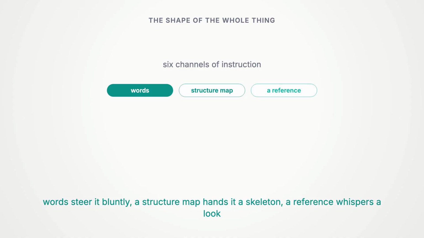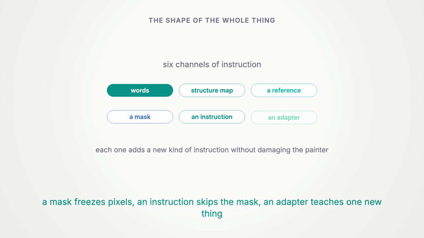A structure map hands it a skeleton, so layout is given, not guessed. A reference image whispers a look or an identity in on its own lane. A mask freezes the pixels you love and renoises only the patch you want changed. An instruction lets you skip the mask and just say what to change. And a small adapter teaches it one new subject or style it never knew.